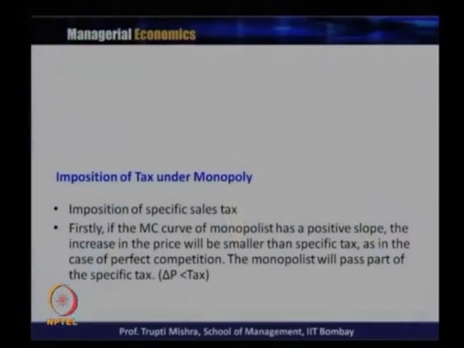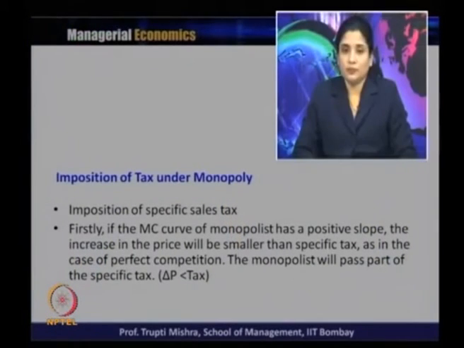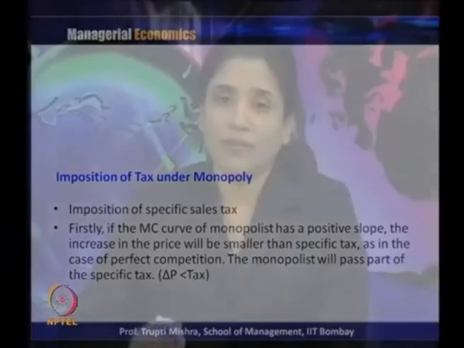Then we will talk about the third category of tax, that is imposition of specific sales tax. Firstly, if the marginal cost curve of the monopolist has a positive slope, the increase in the price will be smaller than the specific tax, as in the case of perfect competition, but the monopolist will pass part of the specific tax.